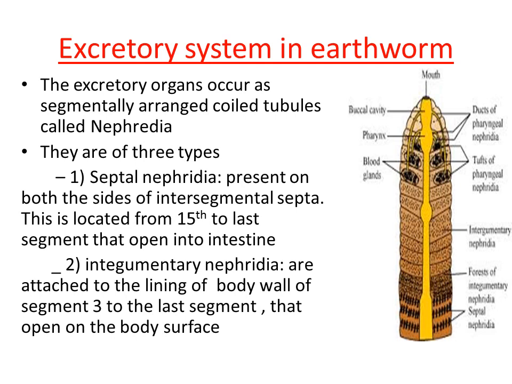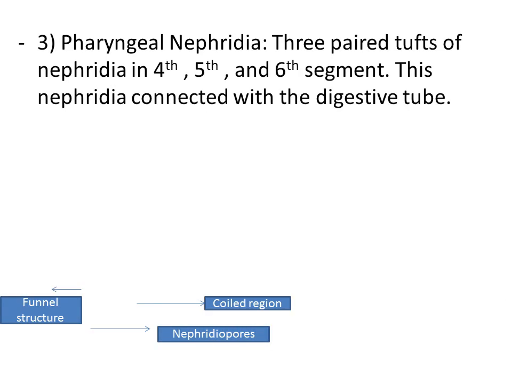So septal nephridia actually open into the intestine. So the nitrogenous waste is directly sent to the intestinal region. But in the case of integumentary nephridia, the nitrogenous waste is directly sent to the body surface, because it does not have any connection with the intestine. So directly it sends the nitrogenous waste to the body surface. Clear? And the last, the third type of nephridia, is pharyngeal nephridia.